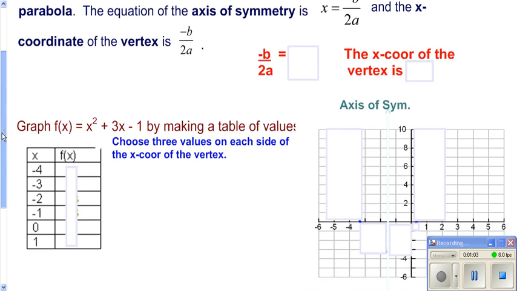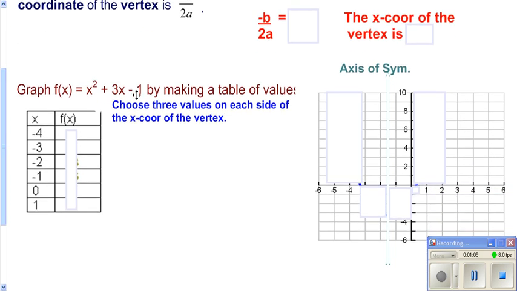So let's take a look at that stuff for this particular problem here. In this case, we have our a being 1, our b being negative 3, and our c being negative 1. So to find the x-coordinate of our vertex and our axis of symmetry, we need to use that negative b over 2a. So we're going to go the opposite of b over 2 times a. So in other words, our x-coordinate of vertex is negative 1.5.